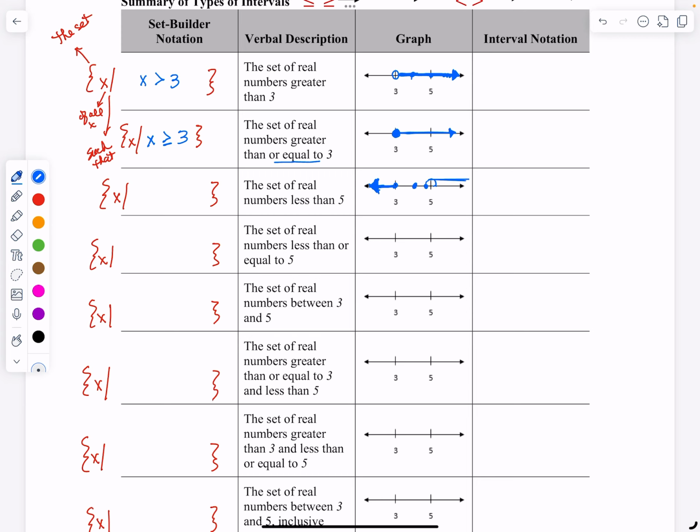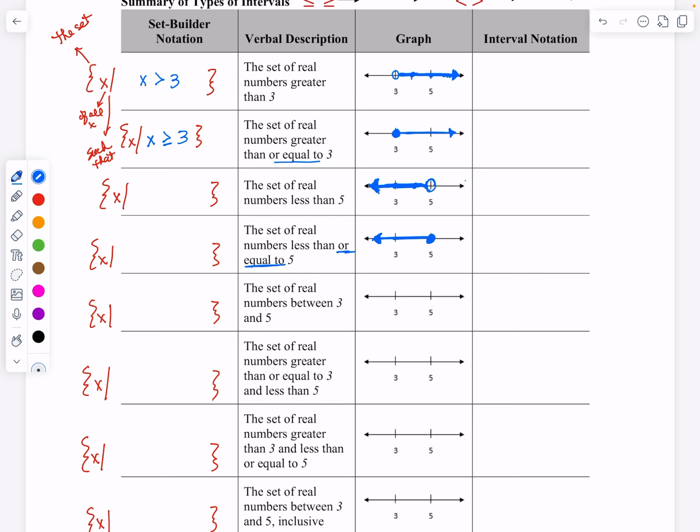So on 5, we're going to have an open dot. So let's have an open dot on 5 and shade it this direction. Again, the difference between the third and the fourth one is just that the fourth one says the set of all real numbers less than or equal to 5. So that one's going to have a solid dot on 5 and be shaded this way.